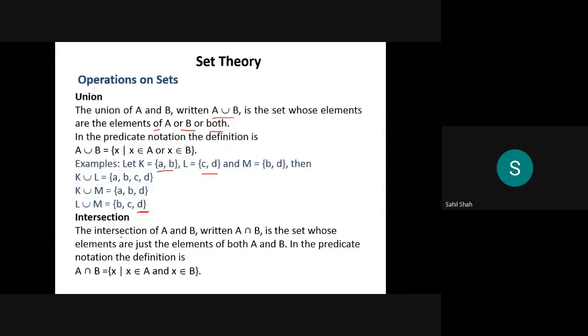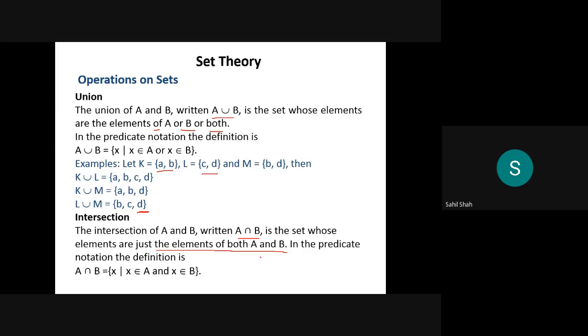Intersection is an advanced part of union. In intersection, we are taking only those elements which are common in both of the sets. So the intersection of A and B, written as A cap B, A intersection B, is the set whose elements are present in both A as well as B. It should be present in A as well as B.